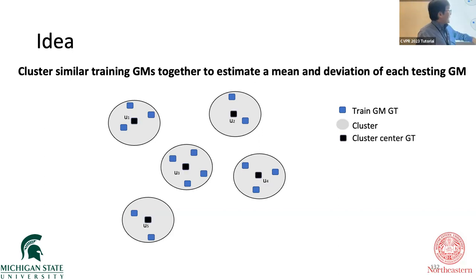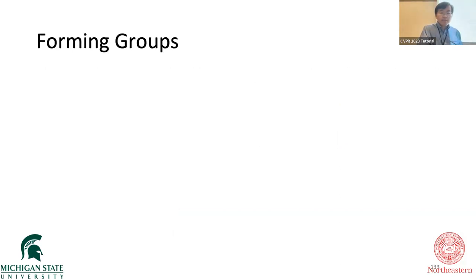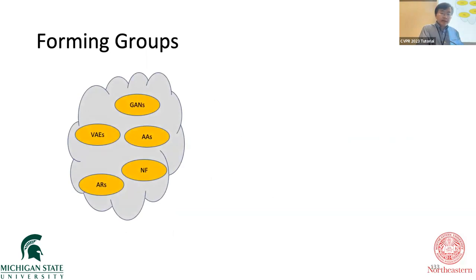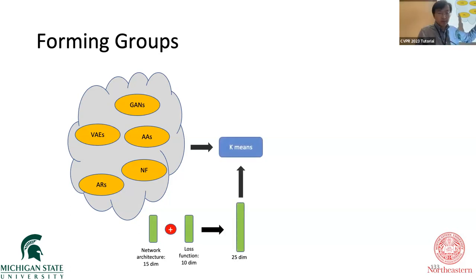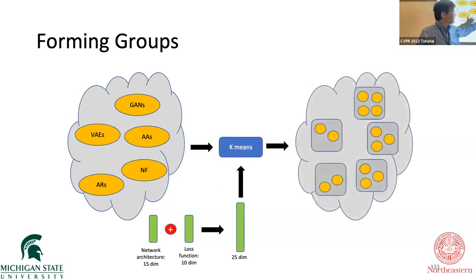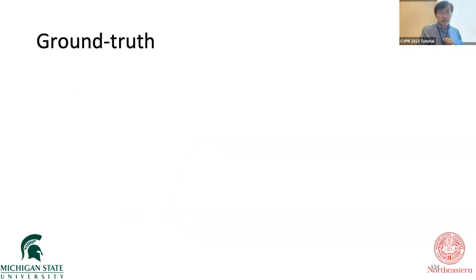So with that, you can see that U5, U3, U4 are basically the center, where we're estimating the cluster center and the amount of deviation for every testing GM. Okay, so this is a high level idea. Therefore, to make this happen, we take all the GMs as input, the 15 plus 10, that's 25 dimensional parameters. We do clustering, k-means, and get different clusters, okay?